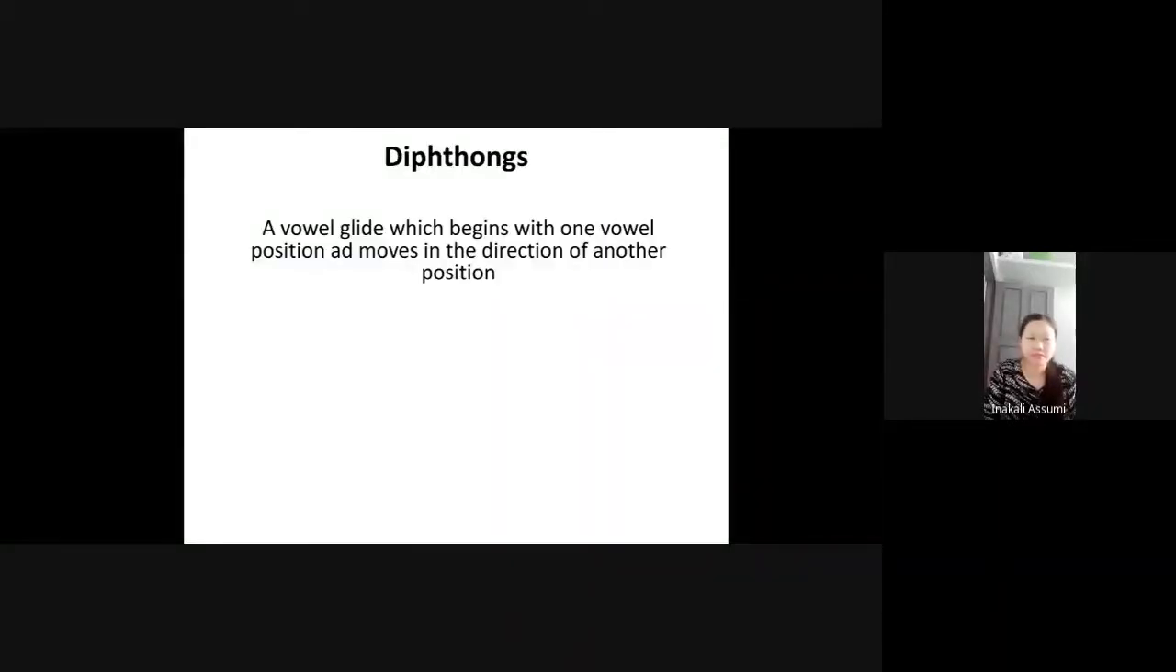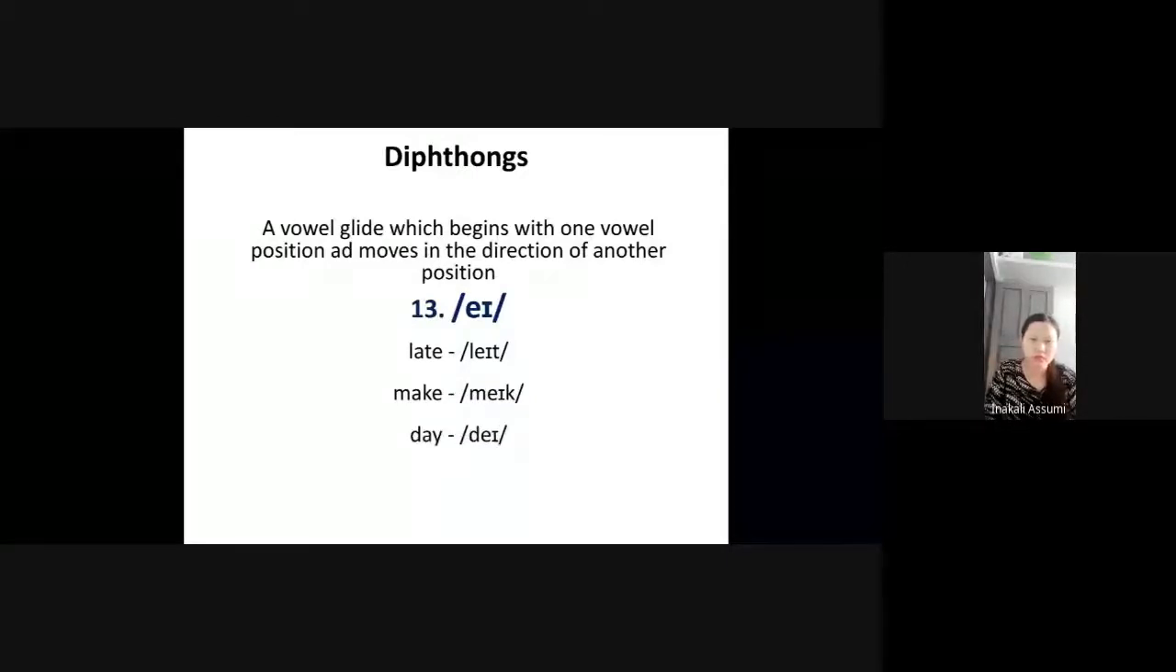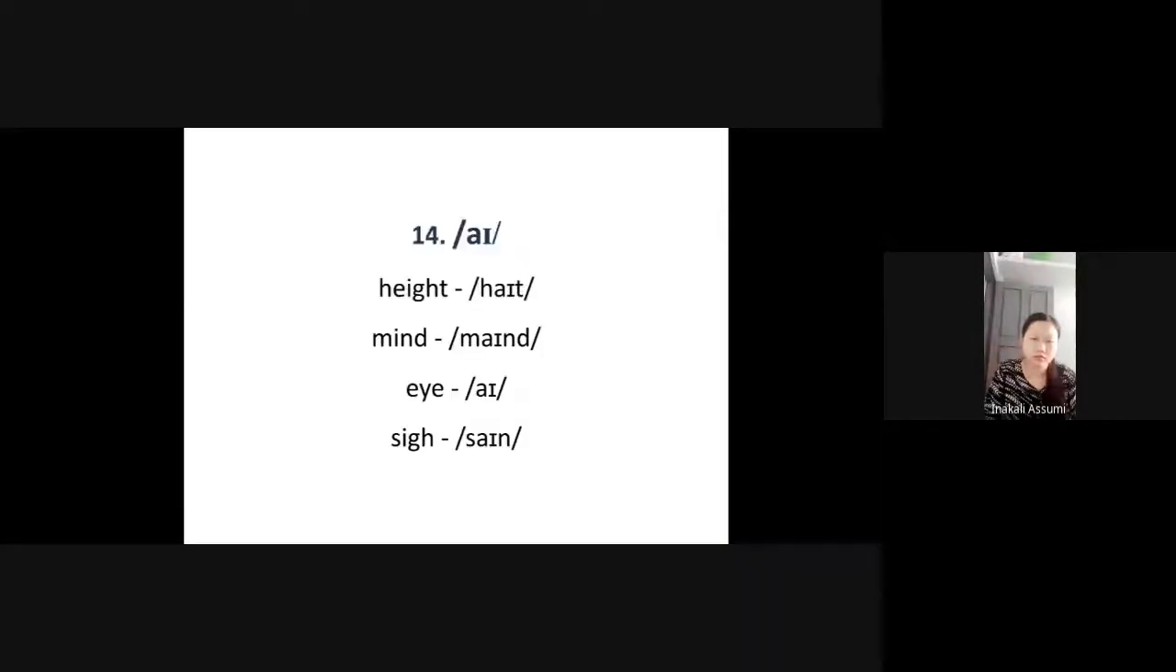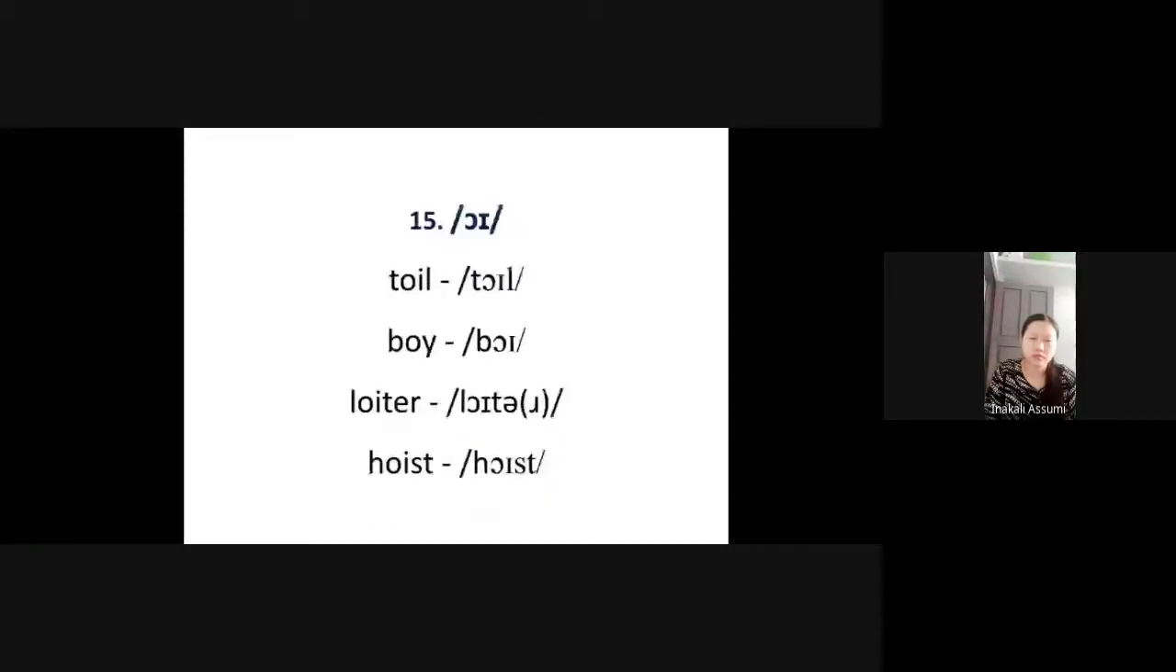Now we'll go to diphthongs. A vowel glide in diphthongs begins with one vowel position and moves in the direction of another position. So in diphthongs we use two vowel sounds, one is A and one is E. So the sound is A: late, make, day, age. Next is I, that is A and E: hide, mind, sigh. Then O and E: toil, boy, loiter, boys.